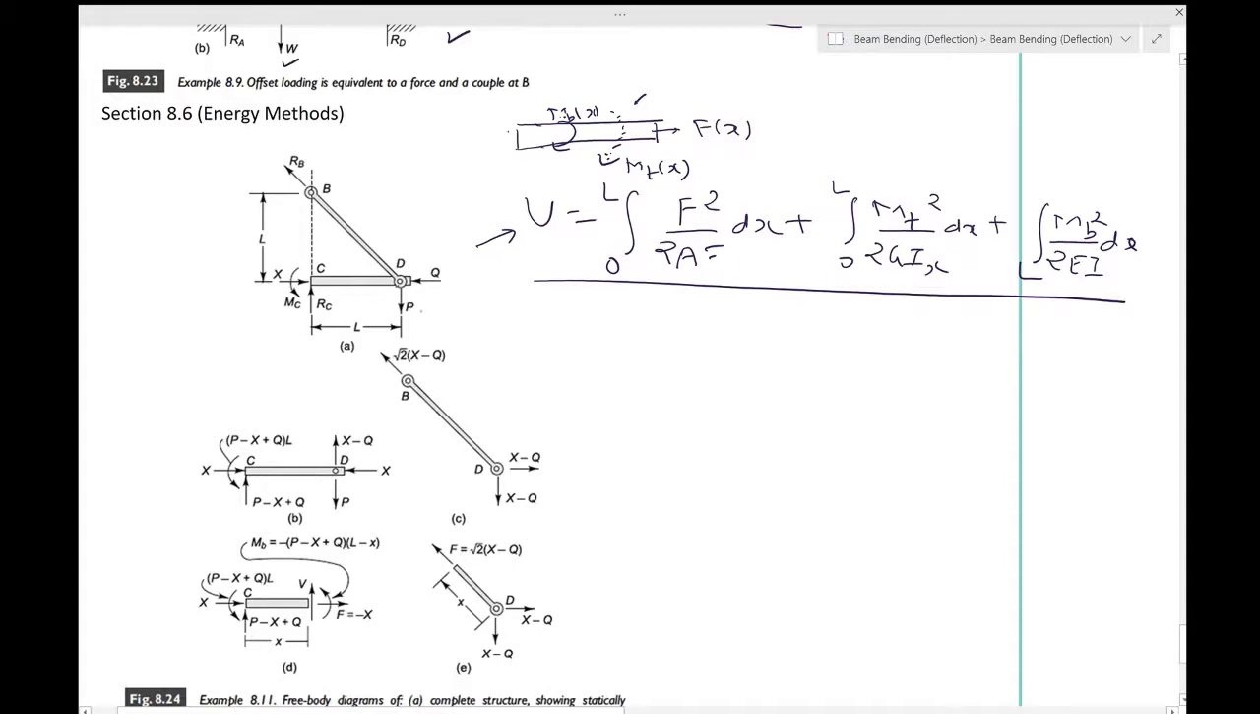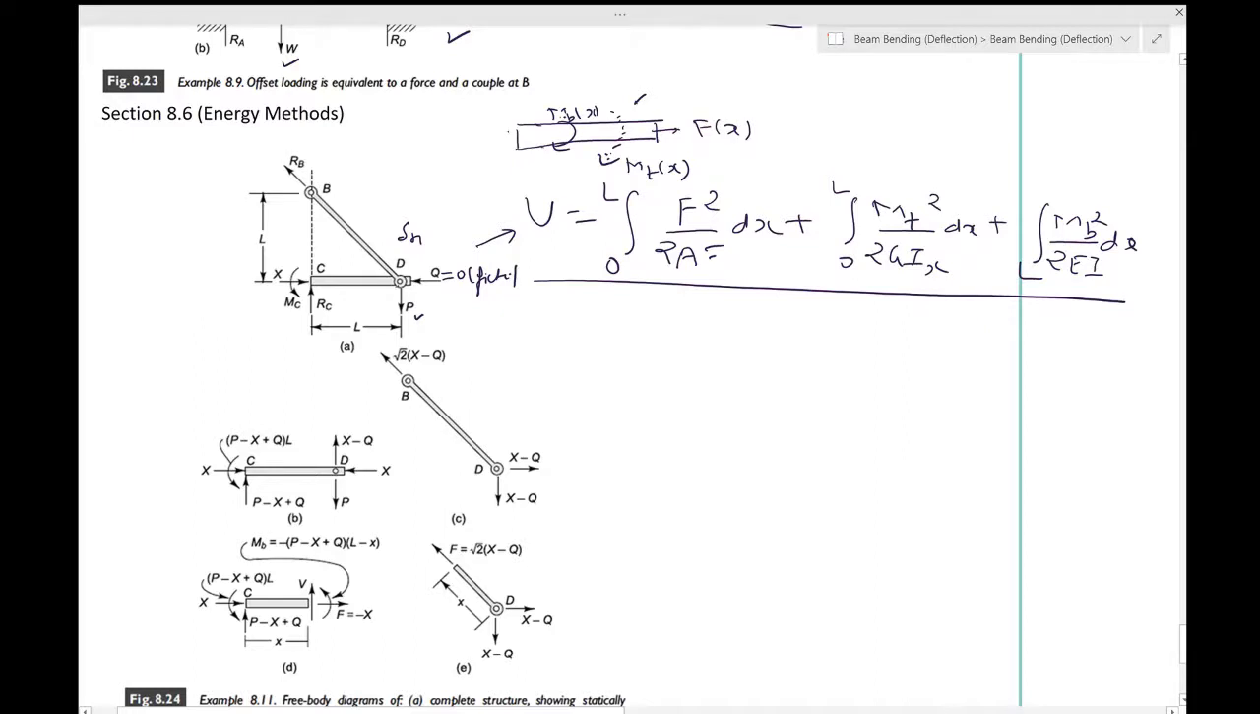You had a P applied, so you can use Castigliano's theorem. But for Q, you want to find this delta H as well. So for that you introduce this Q, which is a fictitious force. You don't say it's 0 right at the start. You call it a fictitious force Q and eventually you will set it to 0. For the horizontal component of D, we need to apply fictitious force Q and find out the complementary strain energy.